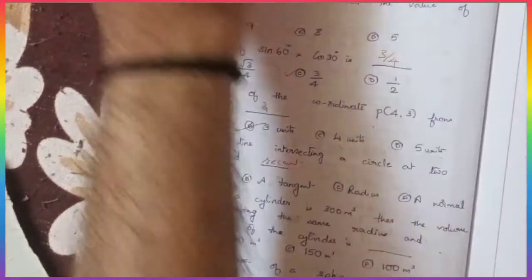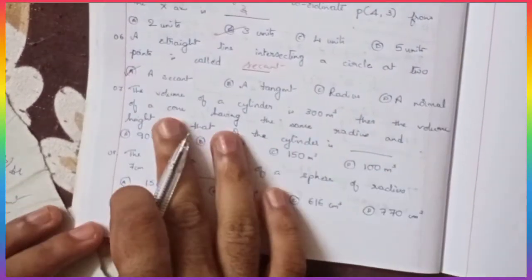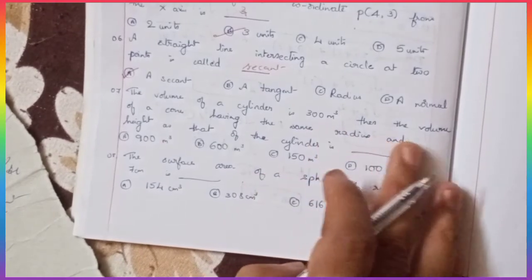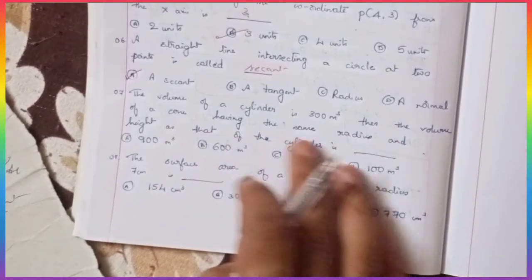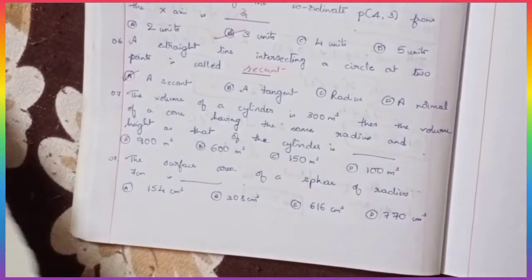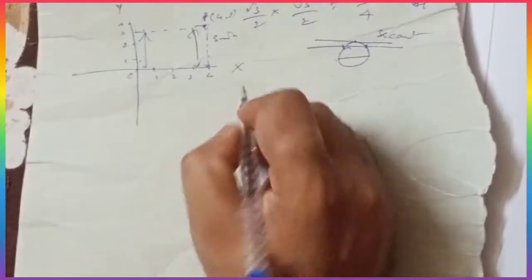Seventh question, question number 7. The volume of a cylinder is 300 meter cube. Then the volume of a cone having the same radius and height as that of the cylinder is. We need to find out the volume of the cone. You need to know the relationship between the volume of the cylinder and volume of the cone.